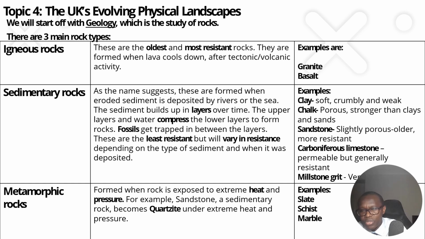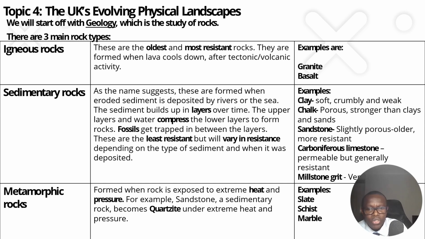Not the sedimentation process actually, but the cementation process. So they will tend to hold these layers or particles or sediments together. And over time, this builds sedimentary rocks. And these are the least resistant types of rock. Examples here are clay, chalk, sandstone, carboniferous limestone, and millstone grit. You could pause the video here and have a look at the features of these sedimentary rocks in detail if you like.